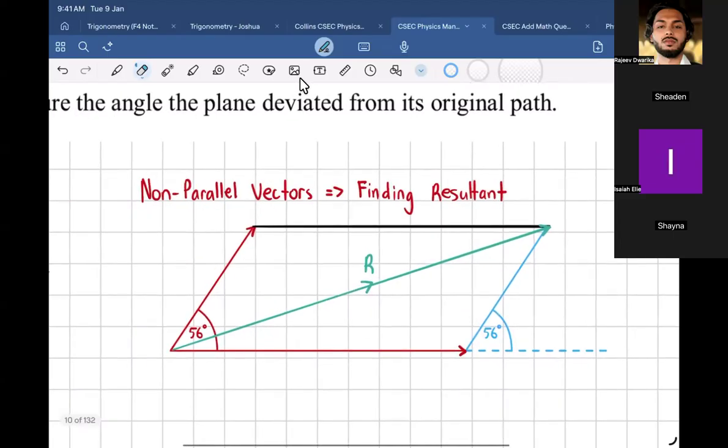So non-parallel vectors, finding the resultant. Isaiah, you think you could tell me the cosine rule off the top of your head? I think it's a squared equals b squared plus c squared, subtract 2ac cos a. Nice. 2bc cos A.